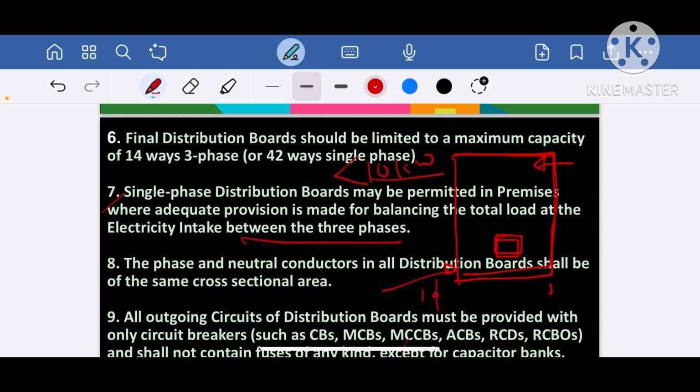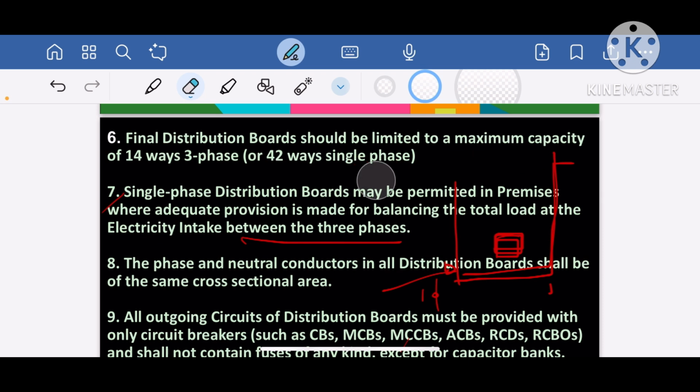Then we can go for single phase distribution board. And the second point is that the load on the final distribution board must be less than 10 kilowatt in order to use single phase distribution board. Otherwise we have to go for three phase distribution board. Hope you are clear now.